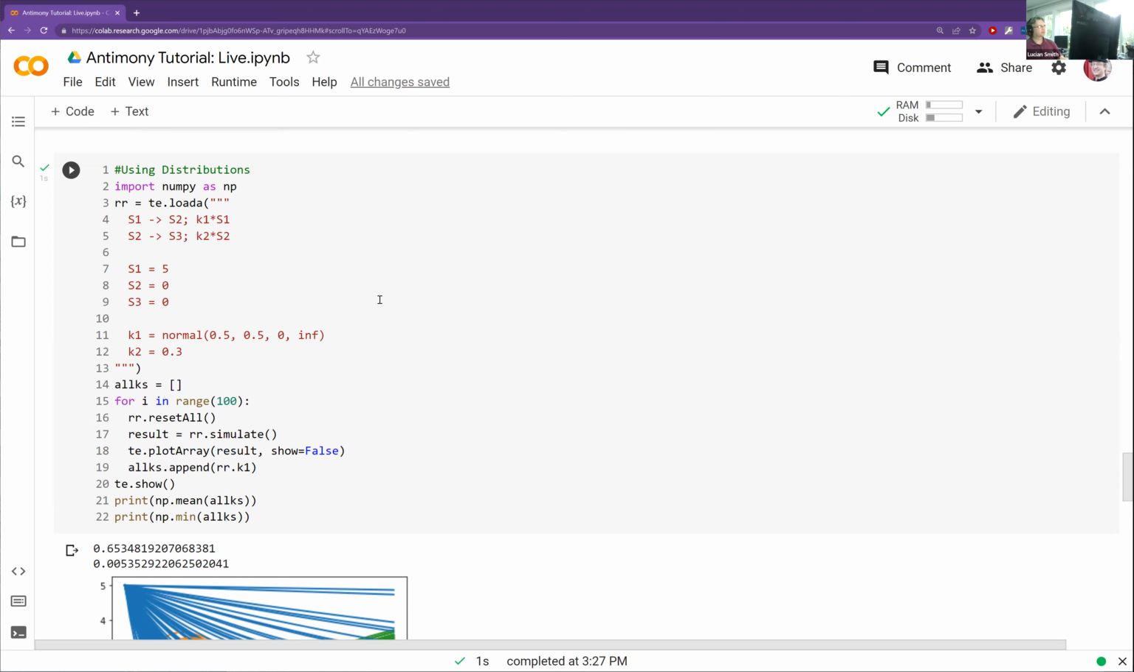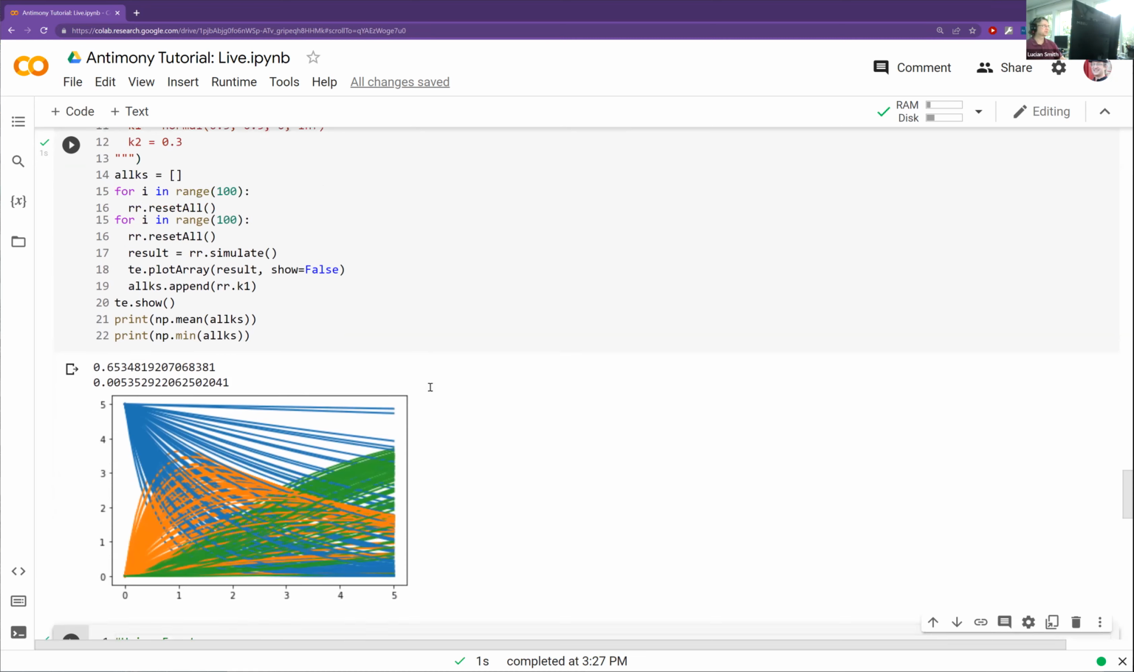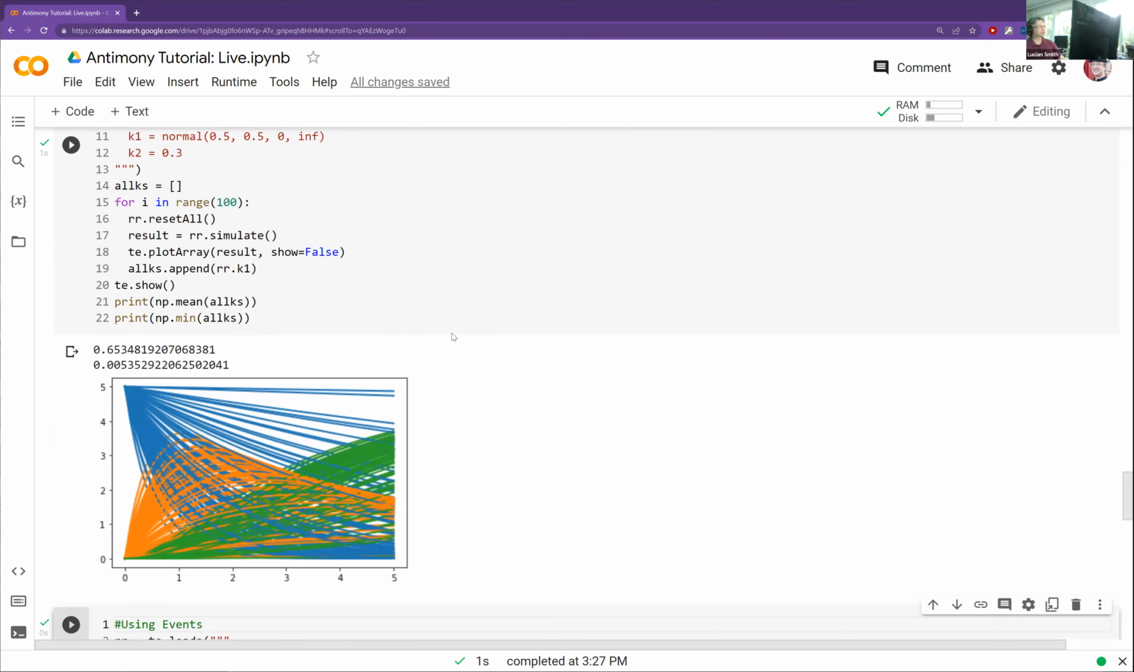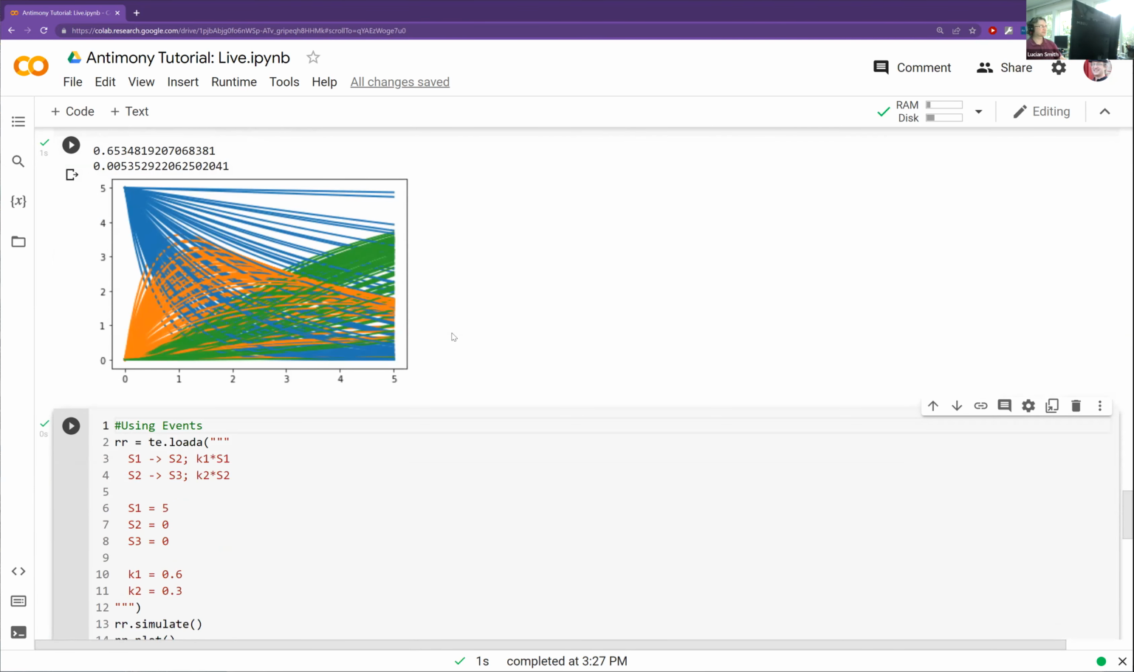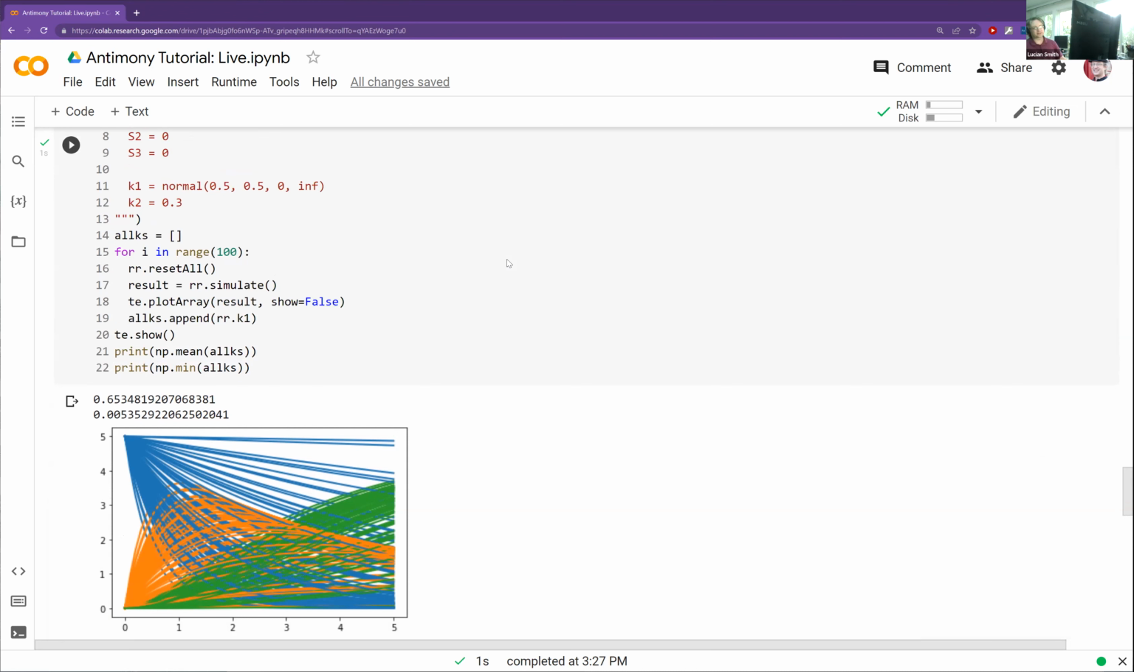So again, all of this will in theory be portable to other programs if they support distributions, and if they don't, then you can write them and say like, hey, you should support distributions, and in the meantime you can just use your Roadrunner because your Roadrunner supports distributions. All right, any questions about that?